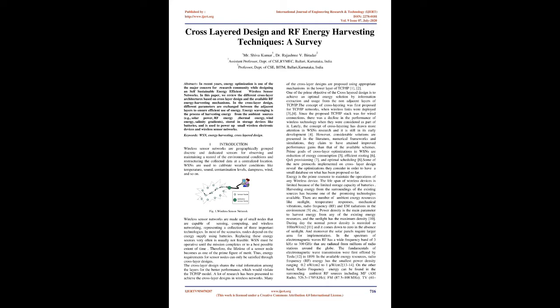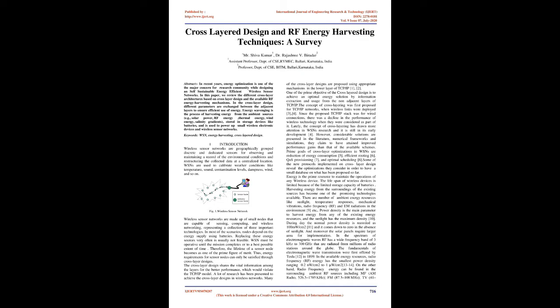energy harvesting mechanisms. In the cross-layer design, different parameters are exchanged between the adjacent layers to ensure efficient use of energy. Energy scavenging is the process of harvesting energy from ambient sources, e.g., solar power, RF energy, thermal energy, wind energy, salinity gradients, stored in storage devices like batteries, and is used to power up small wireless electronic devices and wireless sensor networks. Keywords: WSN, energy harvesting, cross-layered design.